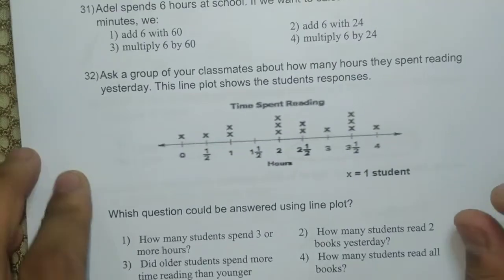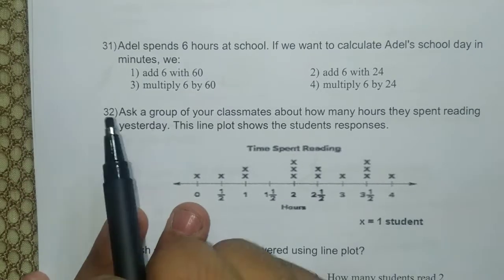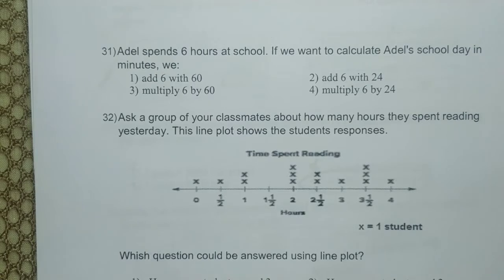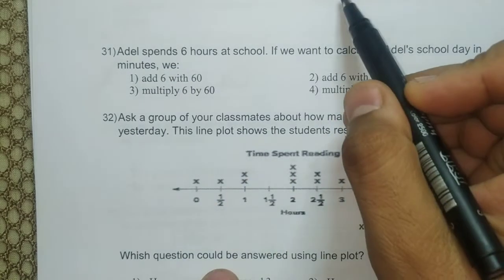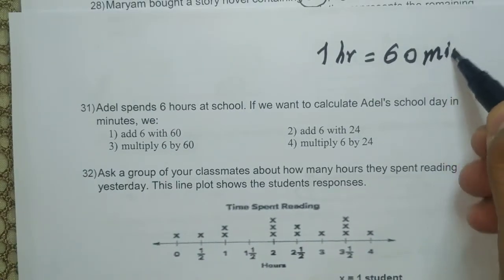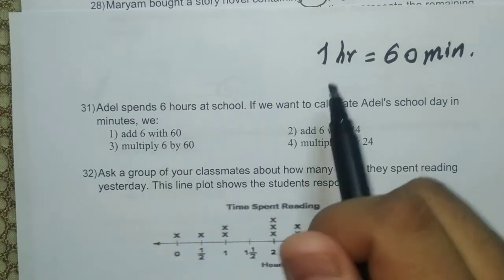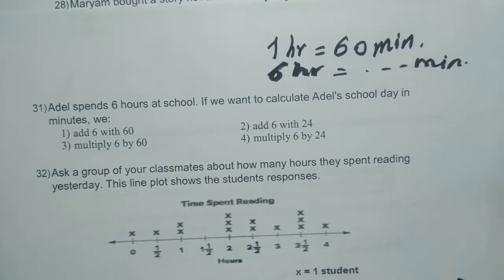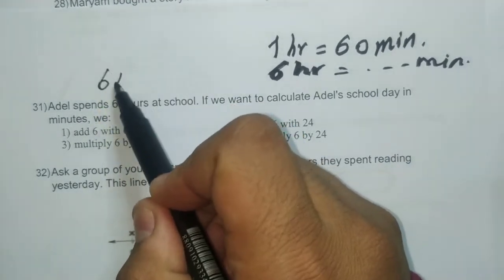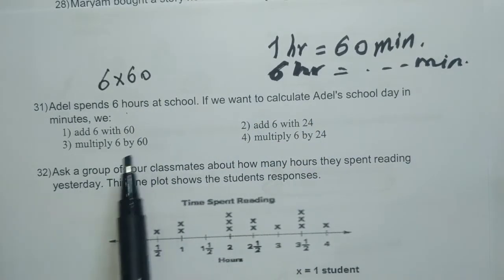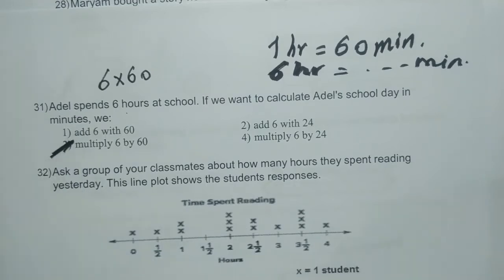Another example. 31. Adel spent 6 hours at school. If we want to calculate Adel's school day in minutes, of course I have 1 hour equals 60 minutes. So 6 hours equals how many minutes? It is just 6 hours times 60. So I will multiply 6 by 60. The answer will be number 3.